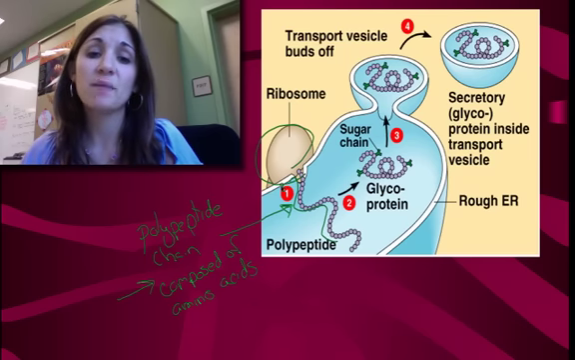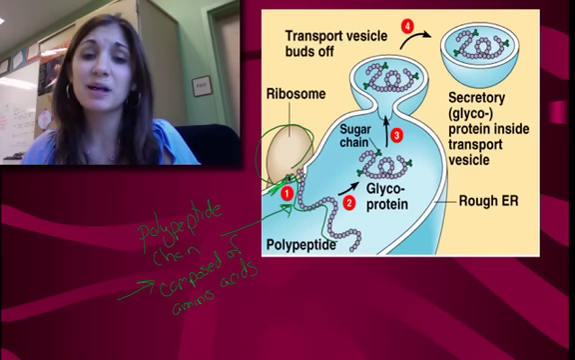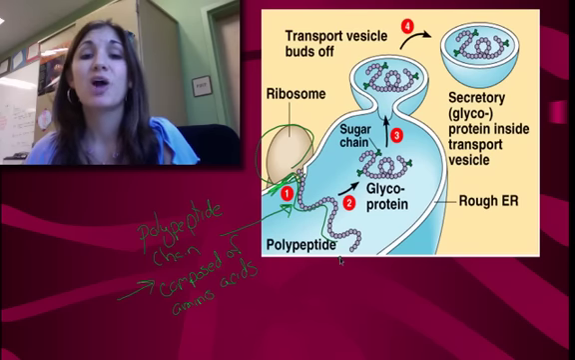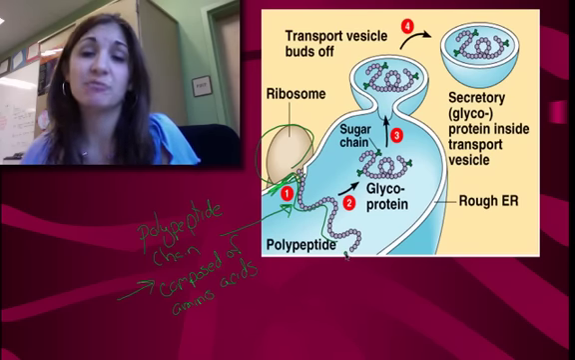This is a bound ribosome. It's stuck to the ER here. So we can see that it's synthesizing its polypeptide chain and it's going inside the lumen, that inner part of the ER. Once it's there, it starts its process of modification.